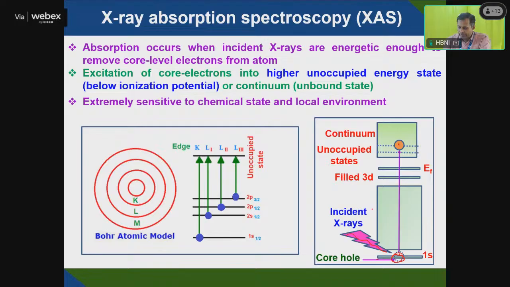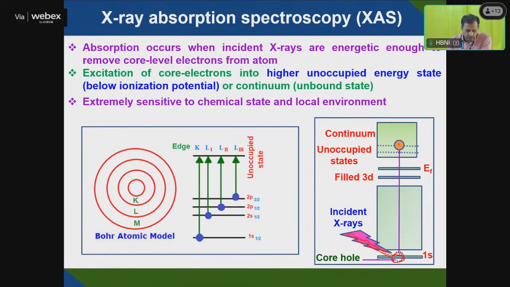Depending upon how much incident energy you are falling on the sample substrate, it is decided whether it goes to the unoccupied states or goes beyond that. So you see excitation of the core electron into higher unoccupied energy states, or ionization occurs, or it can go to the continuum unbound state. So it is extensively sensitive to the chemical state and local environment.